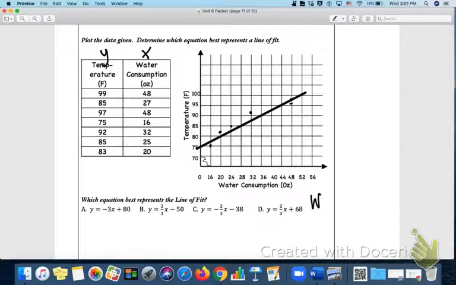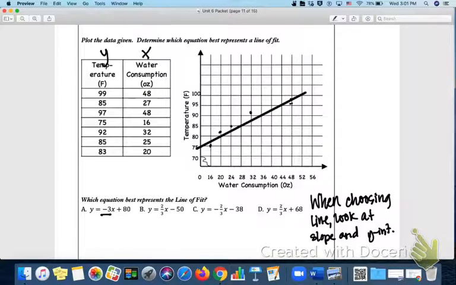The thing that I think is easiest is when you're choosing your line, you need to look at the slope and the y-intercept. That slope is increasing. It is positive. It's going up from left to right. So I should be able to look at my choices of A, B, C, and D, and if I have a negative slope, I'm going to eliminate those choices automatically. Same thing for my y-intercept. My y-intercept seems to be around 70, 75, somewhere in that region. If I have anything that's negative, I can probably eliminate those choices as well.